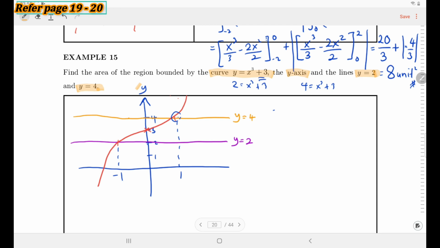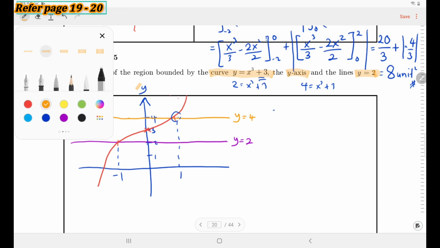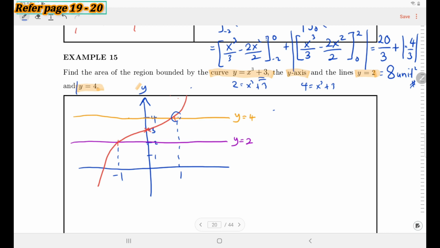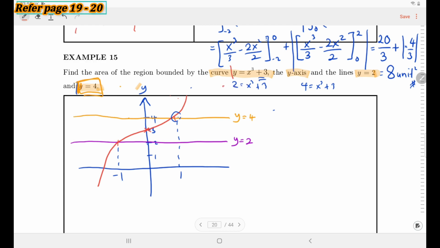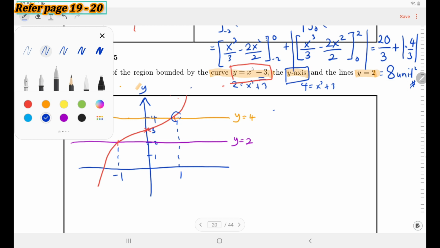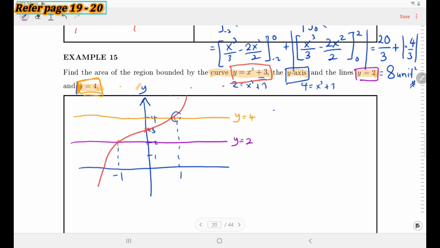Okay, so I want to change the color to represent each line here. So y equals 4 is orange. And then the red one is the curve. Y-axis is the blue one. And then the other one, y equals 2, is purple. Okay, so we have purple, blue, red, and orange.